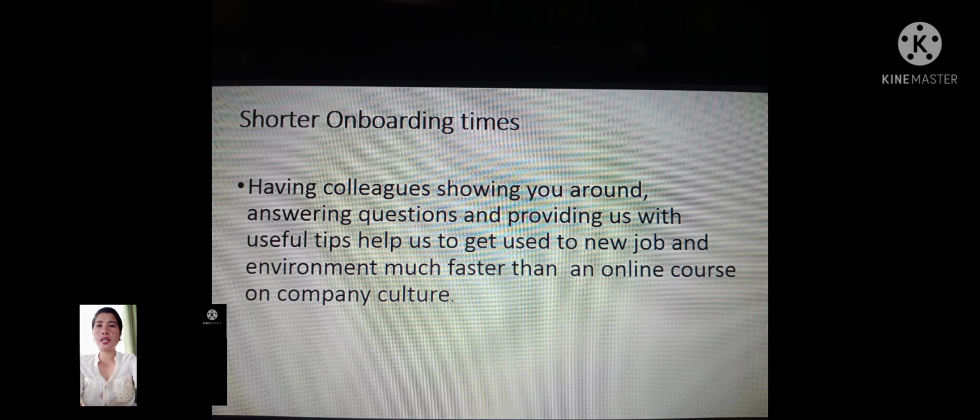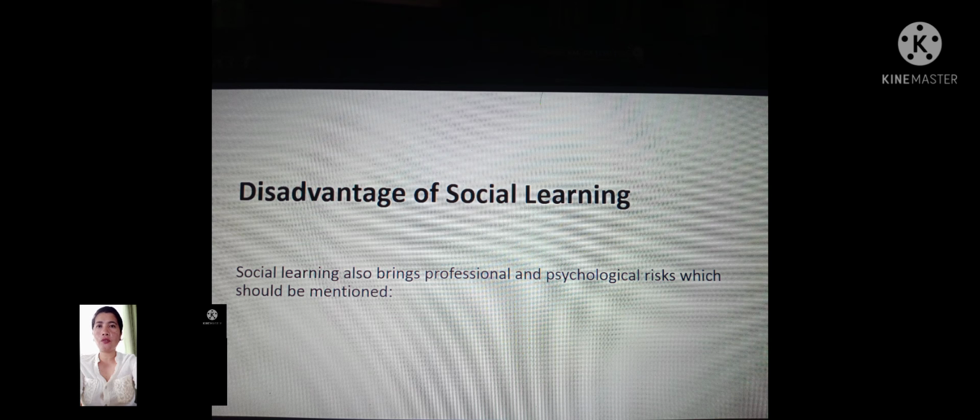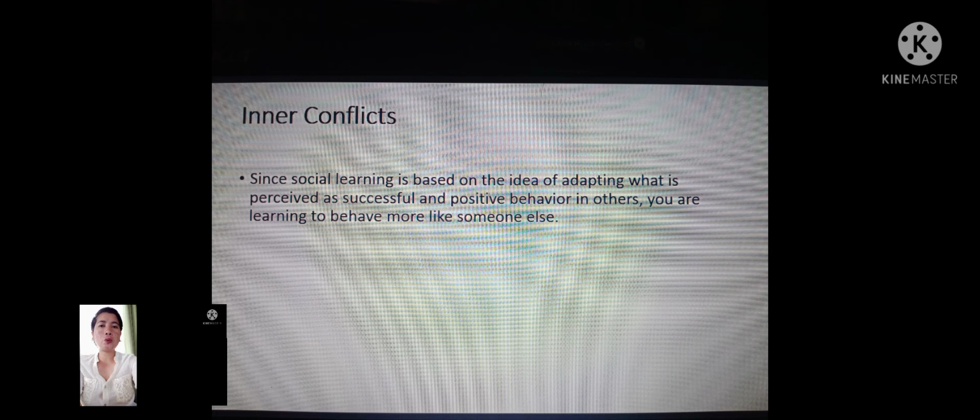So next we proceed to the disadvantages of social learning. So what are the disadvantages of social learning? Social learning also brings professional and psychological risks which should be mentioned. The first one, we have inner conflict.